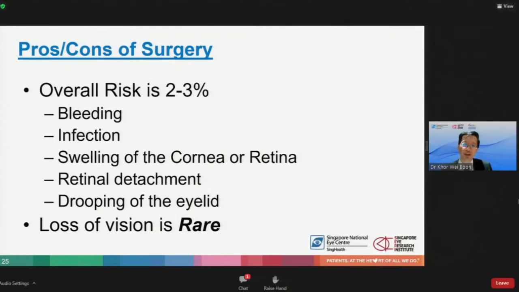So what is the risk of cataract surgery? Well, cataract surgery is the most common surgery that we do here at the Singapore National Eye Centre, and it's also one of the safest surgeries that we have. Your risk is going to be less than 2 to 3%, and it does include risk of bleeding, infection, swelling of the cornea or the retina, retinal detachment, or sometimes even drooping of the eyelids. Now, some of these conditions are relatively harmless, but some are more serious. But overall, your risk of injury, and in fact, your risk of blindness, is very, very rare.